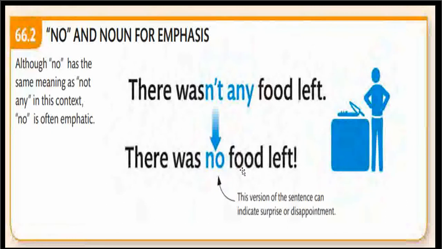Now there's one thing very interesting when you say wasn't any food or no food left. Left means there was earlier some food. So that is how the word left is used. This version of the sentence can indicate surprise or disappointment. No food left! So this is how the tone of the sentence changes.